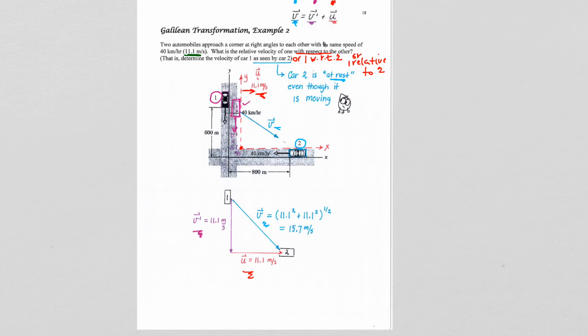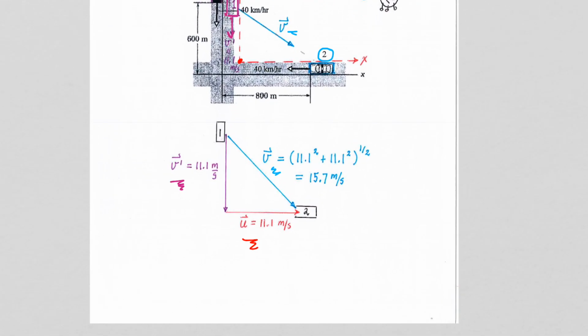So we get our right triangle, equilateral, so I didn't show it, but we can certainly put that in. It would be 45 degrees, so car 2 is going to see car 1 coming at this blue 45 degree, and you use the Pythagorean theorem, of course, to get the value for the blue v vector. So there we have it.